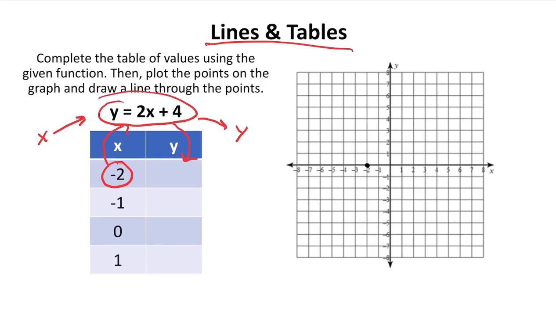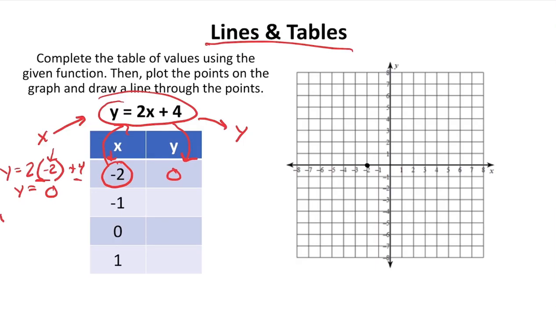So for this first one, x is -2. We're going to go y equals 2. We're going to substitute in a -2 where x goes, because if x is -2, then we can just put it in for it. Plus 4. This is going to give us -4 plus 4, which is 0. So when x is -2, y is 0.